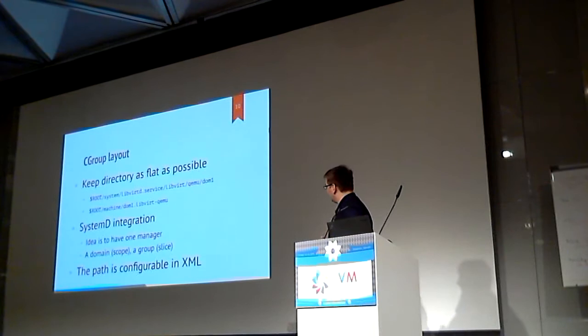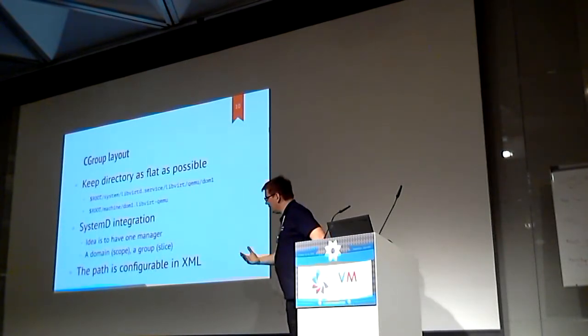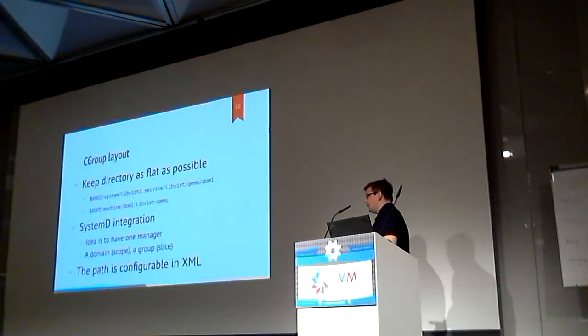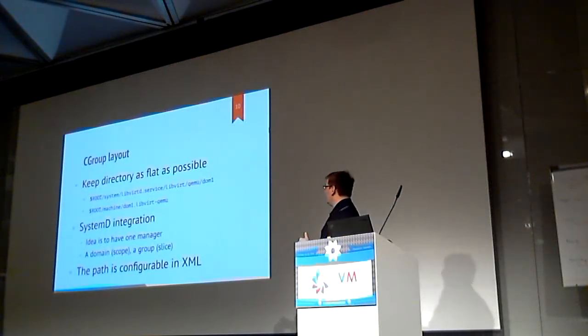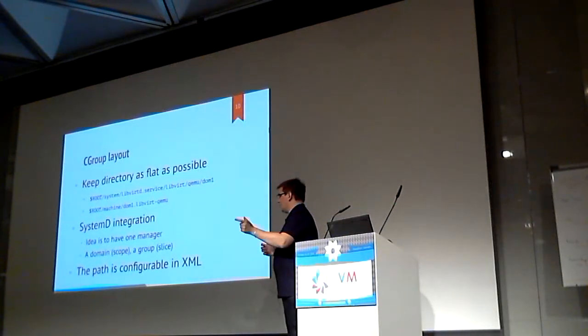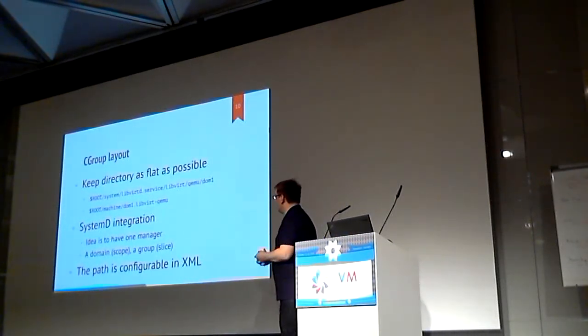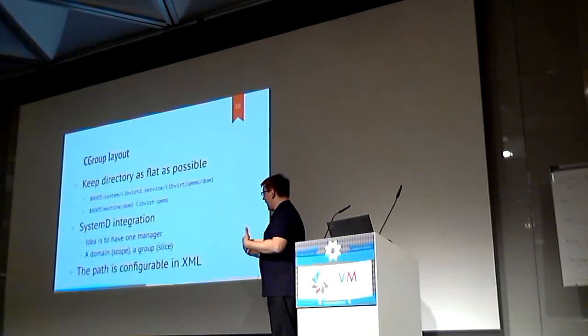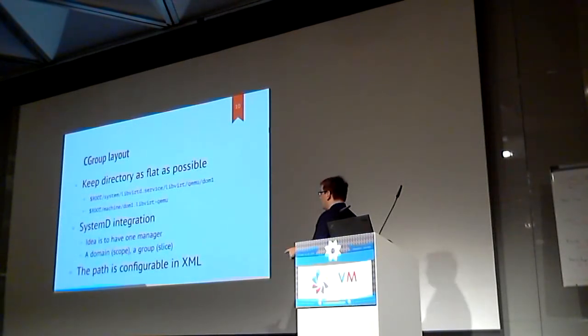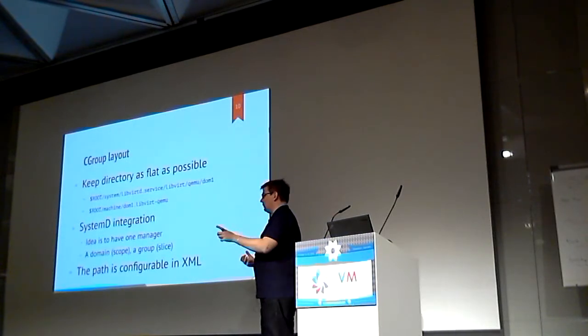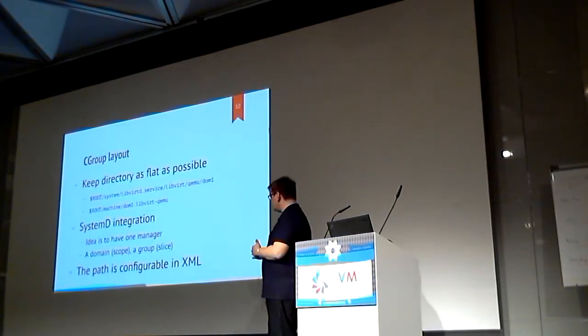which is great, basically. While doing this, we've managed to integrate systemd in libvirt. So basically, systemd will do the CGroup layout setting for us. The idea behind it is to have one manager to set up CGroups.